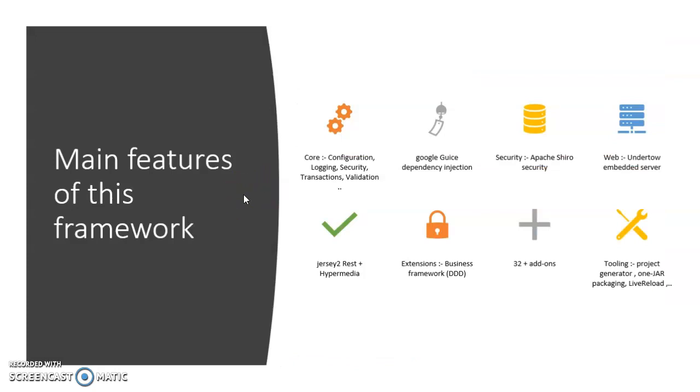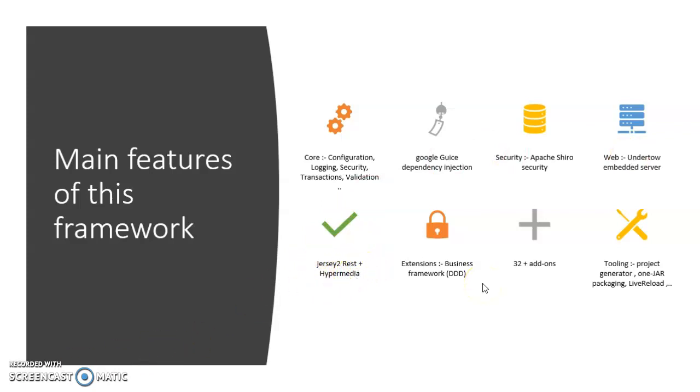Okay, and then let's talk about the main features of this framework. The core modules provide different features like configuration, logging, security, transaction management, validation, and so on. Especially for dependency injection, this framework uses Google Guice. And to provide security, it uses Apache Shiro. To provide a lightweight application, this framework supports an embedded web server, and that is Undertow. It also supports configuring an external server as well.